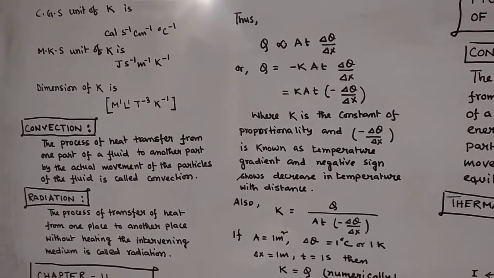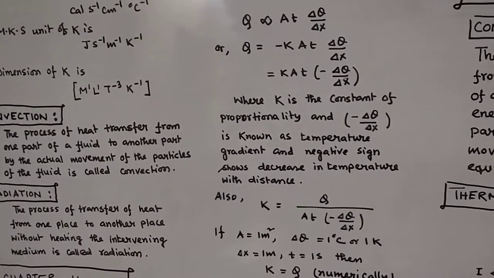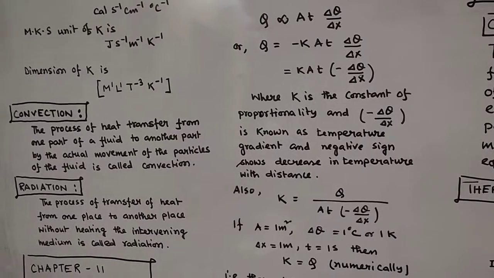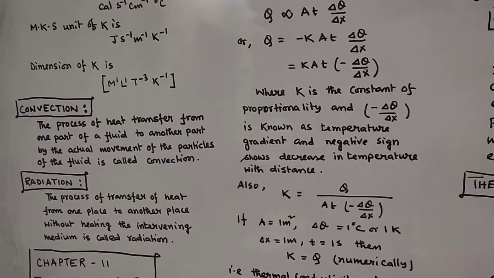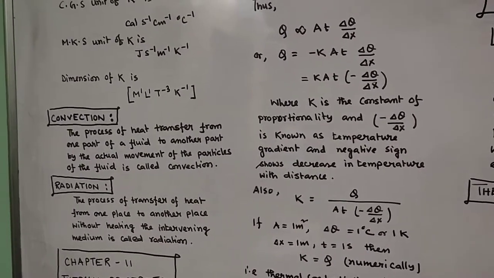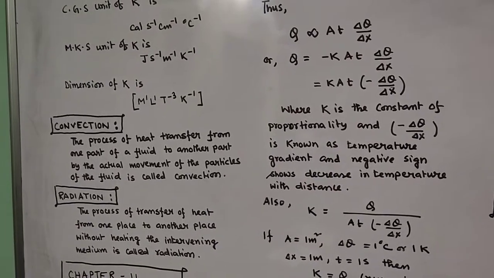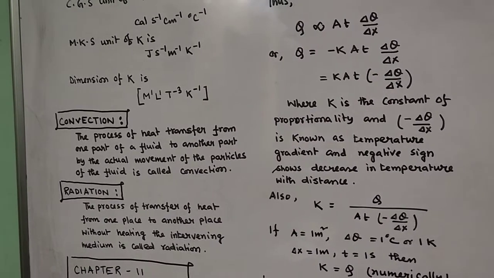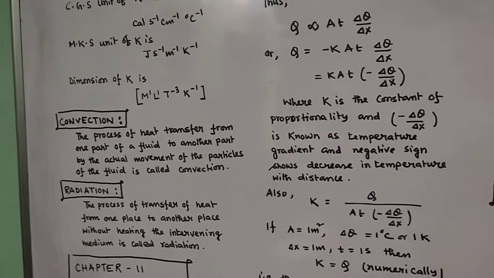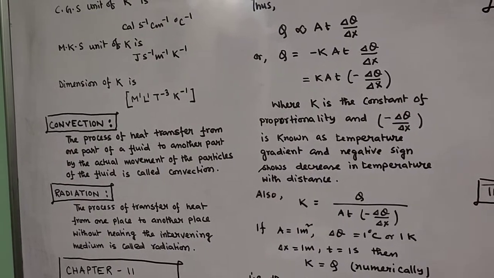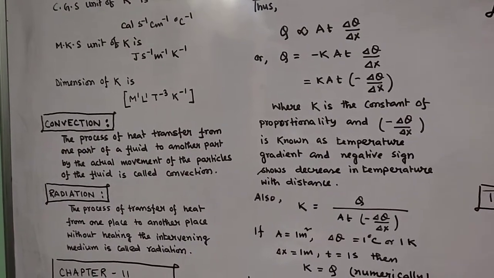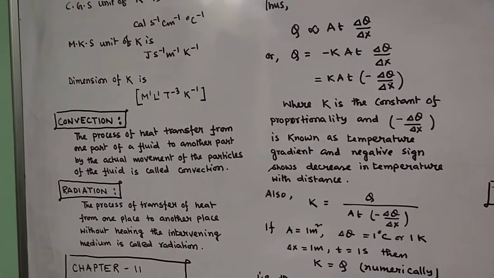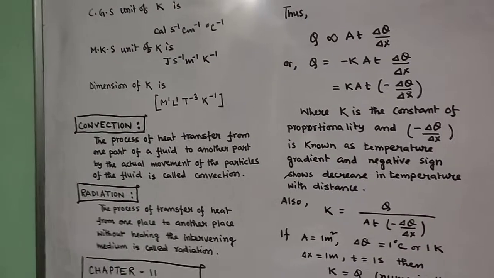And the dimension, again you try to find out the dimension. You all know the dimensions of all the parameters, because Q is heat, which is some kind of energy, so put the dimension for energy, and for delta theta, temperature, we specified Kelvin, that is K. So ultimately the final expression for the dimension is M1 L1 T minus 3 K minus 1. So try to find out the dimension by yourself and check it correctly.